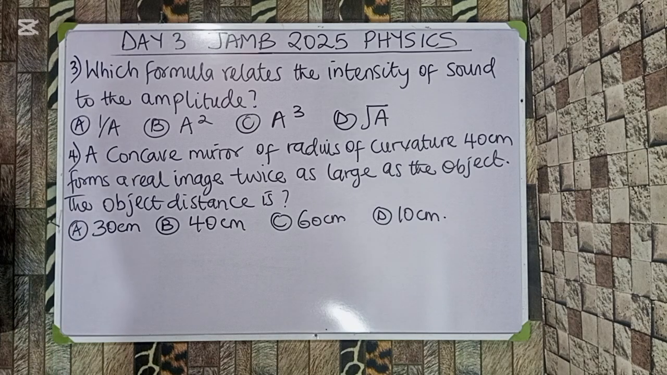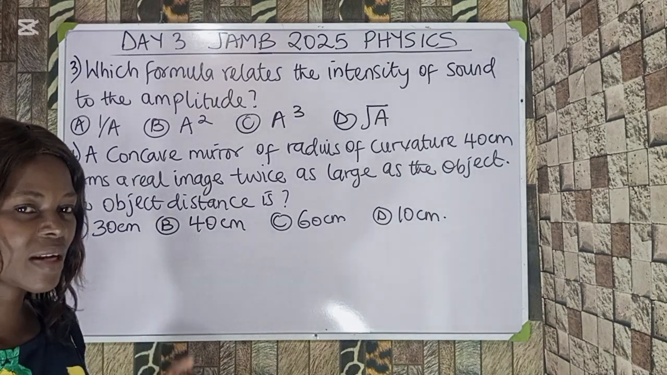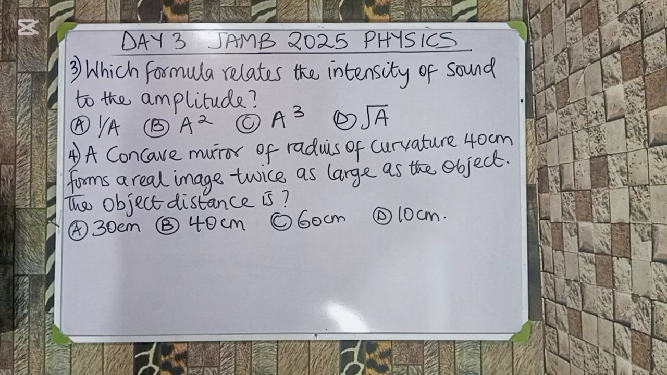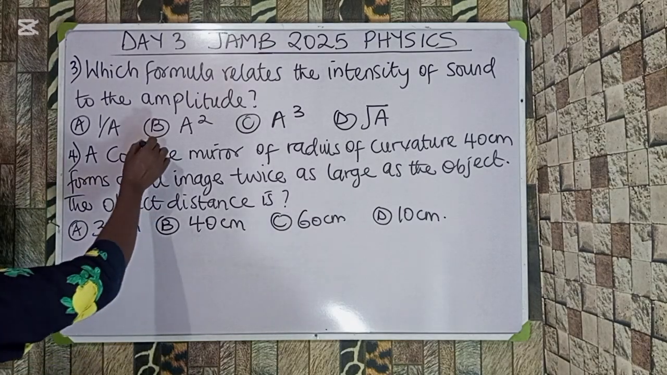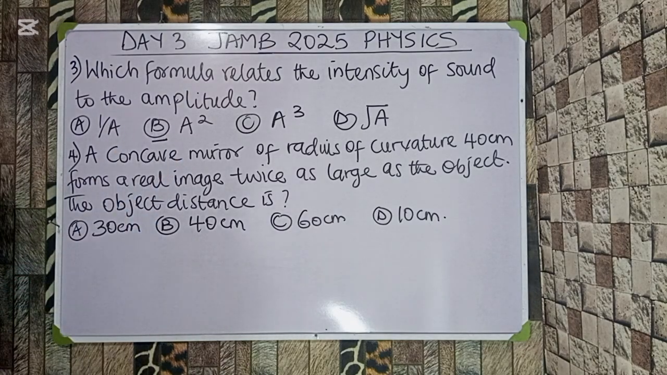The particular formula that relates the intensity of sound to the amplitude is this: the intensity of sound varies directly as the square of the amplitude. So the correct option is option B. Please take note of that.